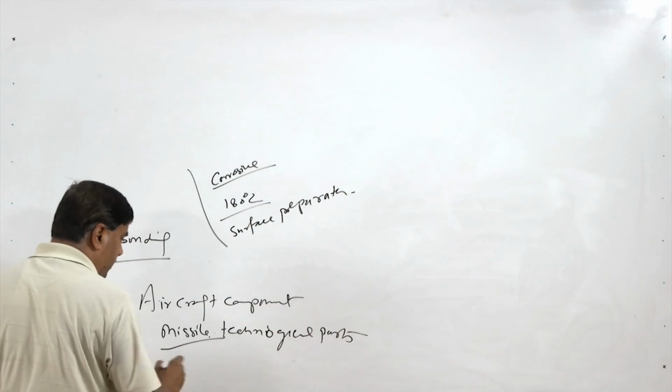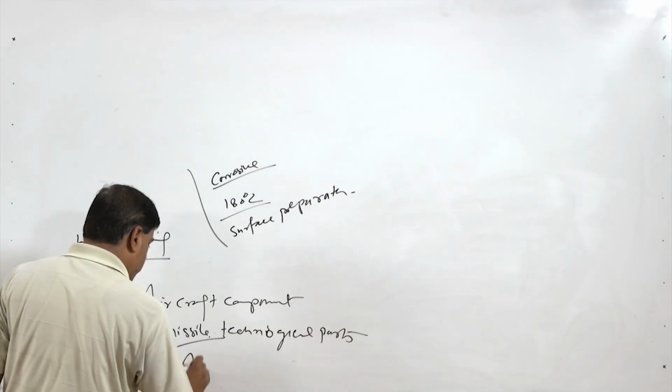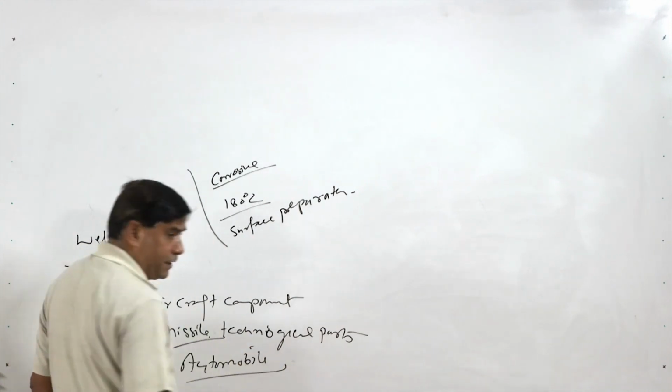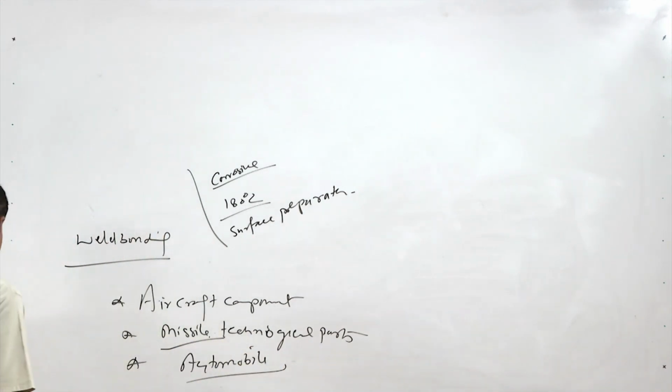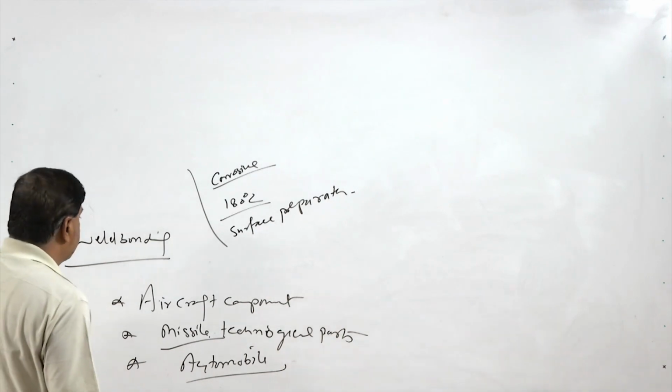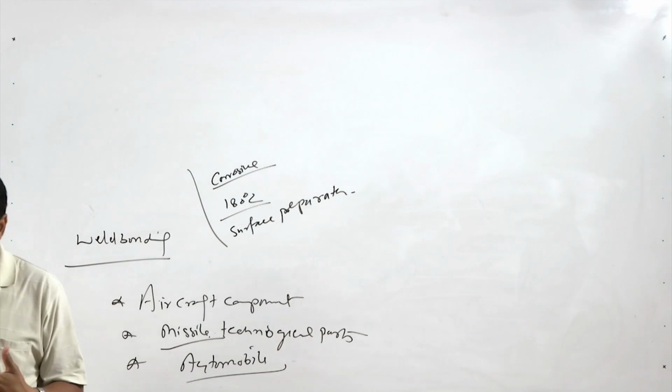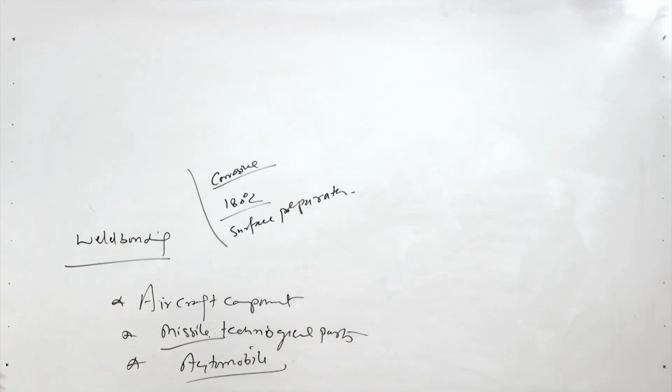and also it is common in automobiles, especially for sports bikes and sports cars. These are used, meaning weld bonding is used, which allows much better fatigue resistance as well as resistance to corrosion. So, now I will summarize this presentation.